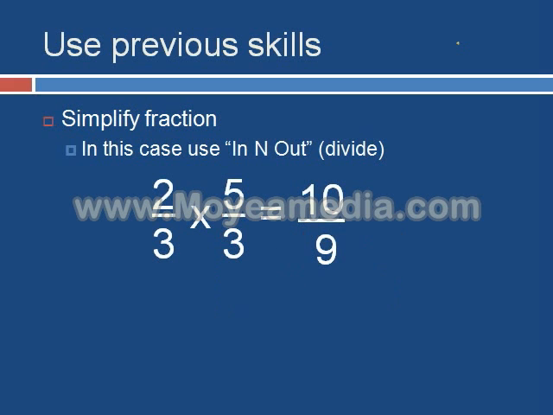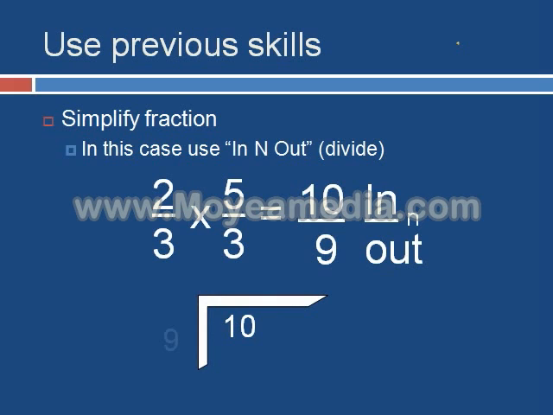Finally, we need to simplify our fraction. In this case, I notice we have an improper fraction, which means we want to use in and out to help us divide. We go 10 in, the division sign, and 9 out. Once we work out this problem, we find that the answer is 1 1/10.